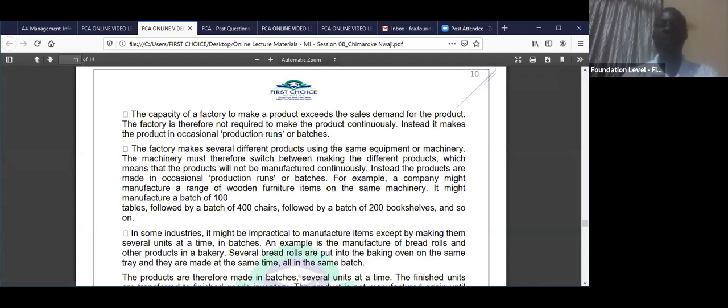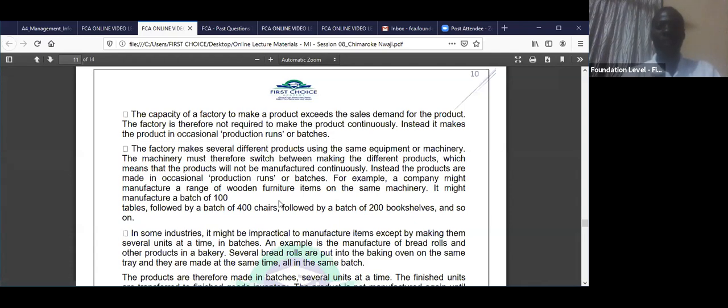But when you are using different products going through a particular machine, you will not be making product A continuously. At some point in time, you have to stop product A to do product B on the machine. So the time product A was running through the machine is a production run. That is a batch.